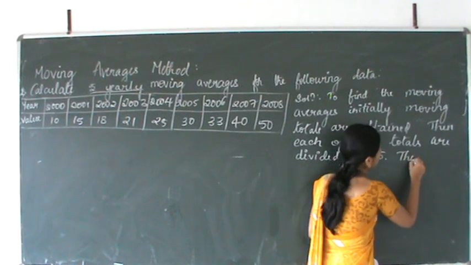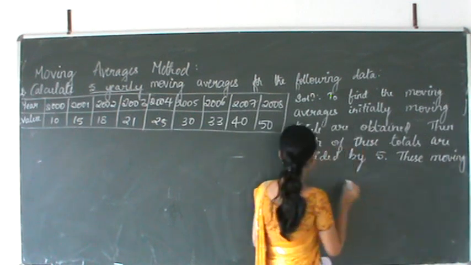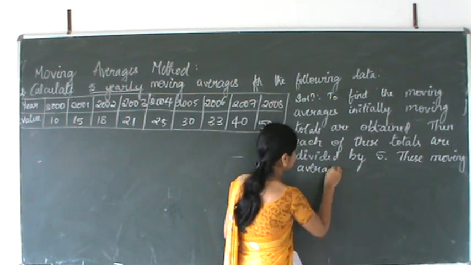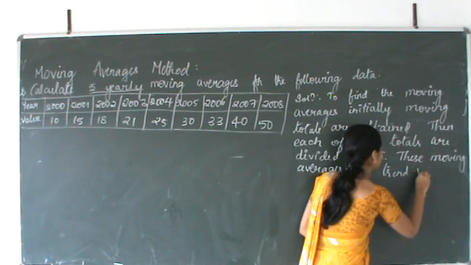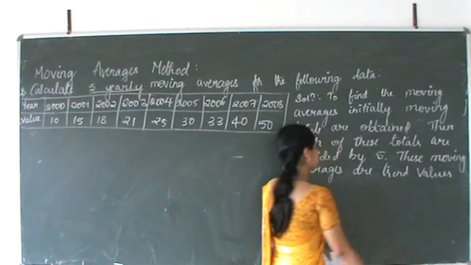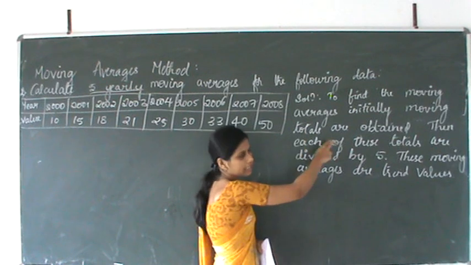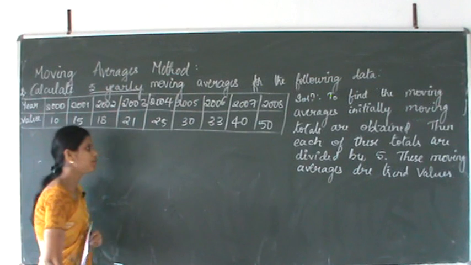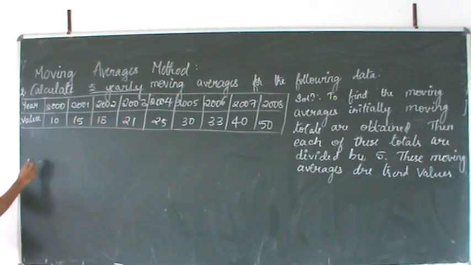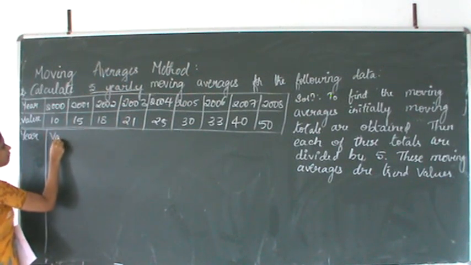These moving averages are trend values. So first we are going to find the moving totals. Then each of these totals will be divided by 5 in order to get the trend values or moving averages. So first, the first column will be year. Next, the second column will be value.